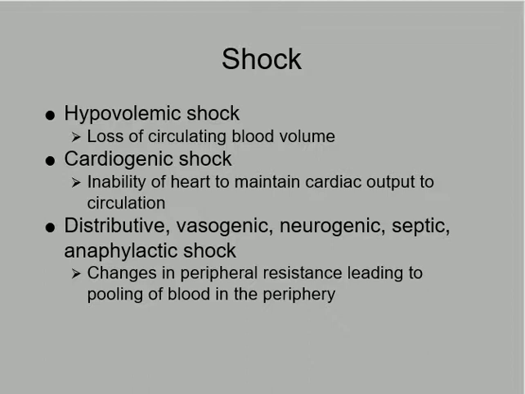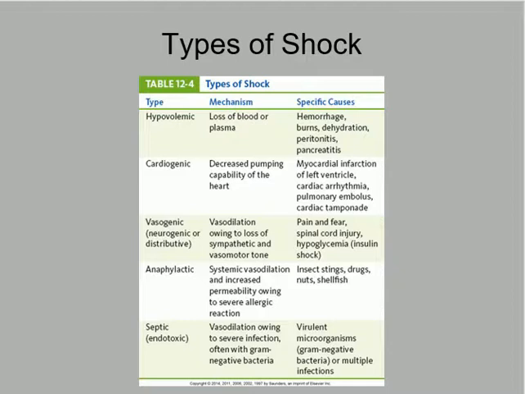So this is a comparison between all these different types. Hypovolemic is when you lose a lot of blood. Example is hemorrhage, burn. Dehydration is another example as well. When you dehydrate, you're losing blood volume. So hemorrhage, burn, dehydration, all of them, you're losing blood volume.